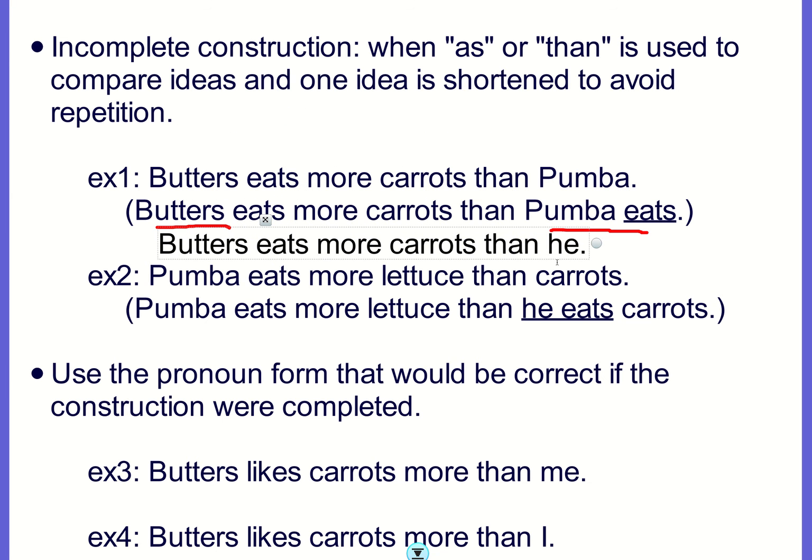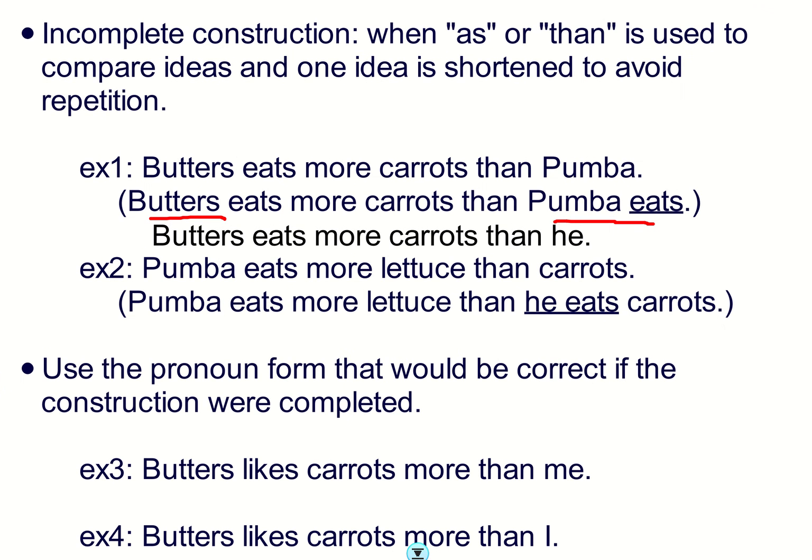And again, that's because he is the subject of this implied clause. We would be saying eats afterwards. We're just shortening it up. Okay, then the second sentence, we have Pumbaa eats more lettuce than carrots. And on this one, the incomplete part is a little bit different. Pumbaa eats more lettuce than he eats carrots.